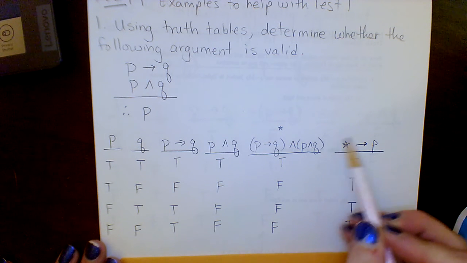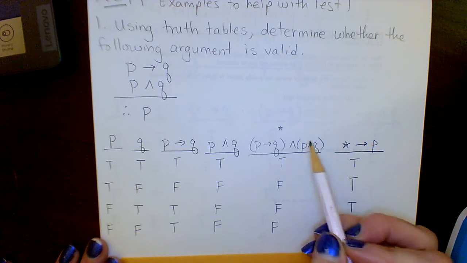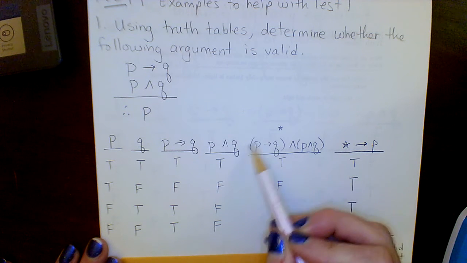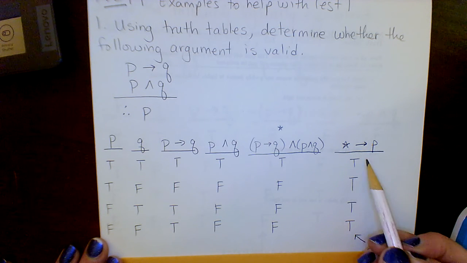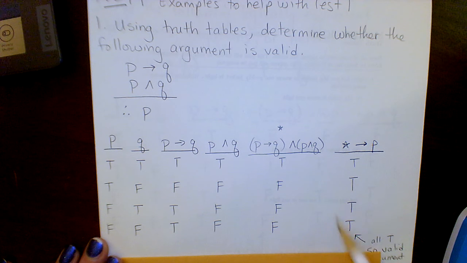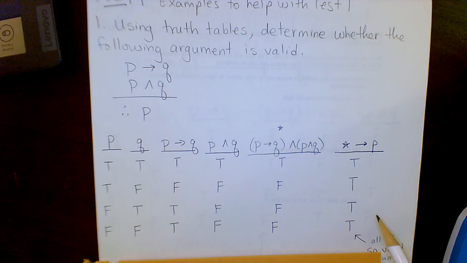Then we're going to take the conjunction of the premises. And finally, to determine if the argument is valid, we're going to use this conjunction of the premises implies the conclusion, and then look at that truth table column. If it's all T's, it's valid. If it's a mixture of T's and F's, or if it's all F's, then the argument's invalid.